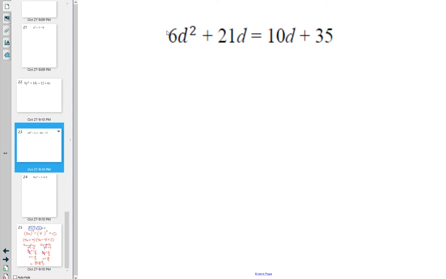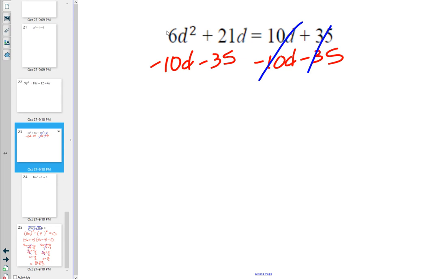But wait, Mr. Romero, does that mean that we should always go to the left side? No, just whatever side we want to go. I started with four terms. I'm going to go minus 10d, minus 35. Minus 10d, minus 35. Cancels out. And wait, Mr. Romero, I thought you minus 10d, and then after that, you do them all together. I'm just moving. How many terms did I start with? Four. How many terms do I currently have? I currently still have four because I haven't combined any of them.